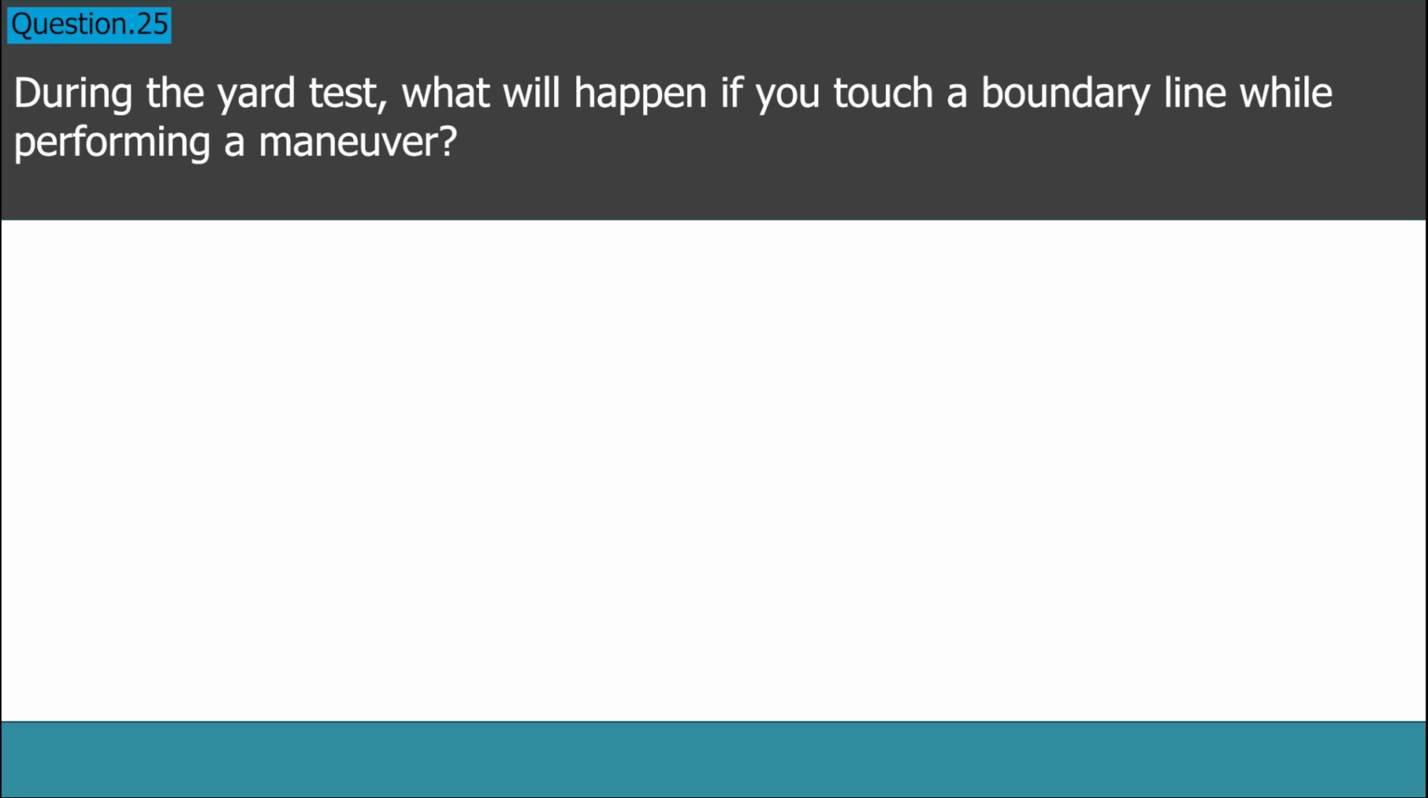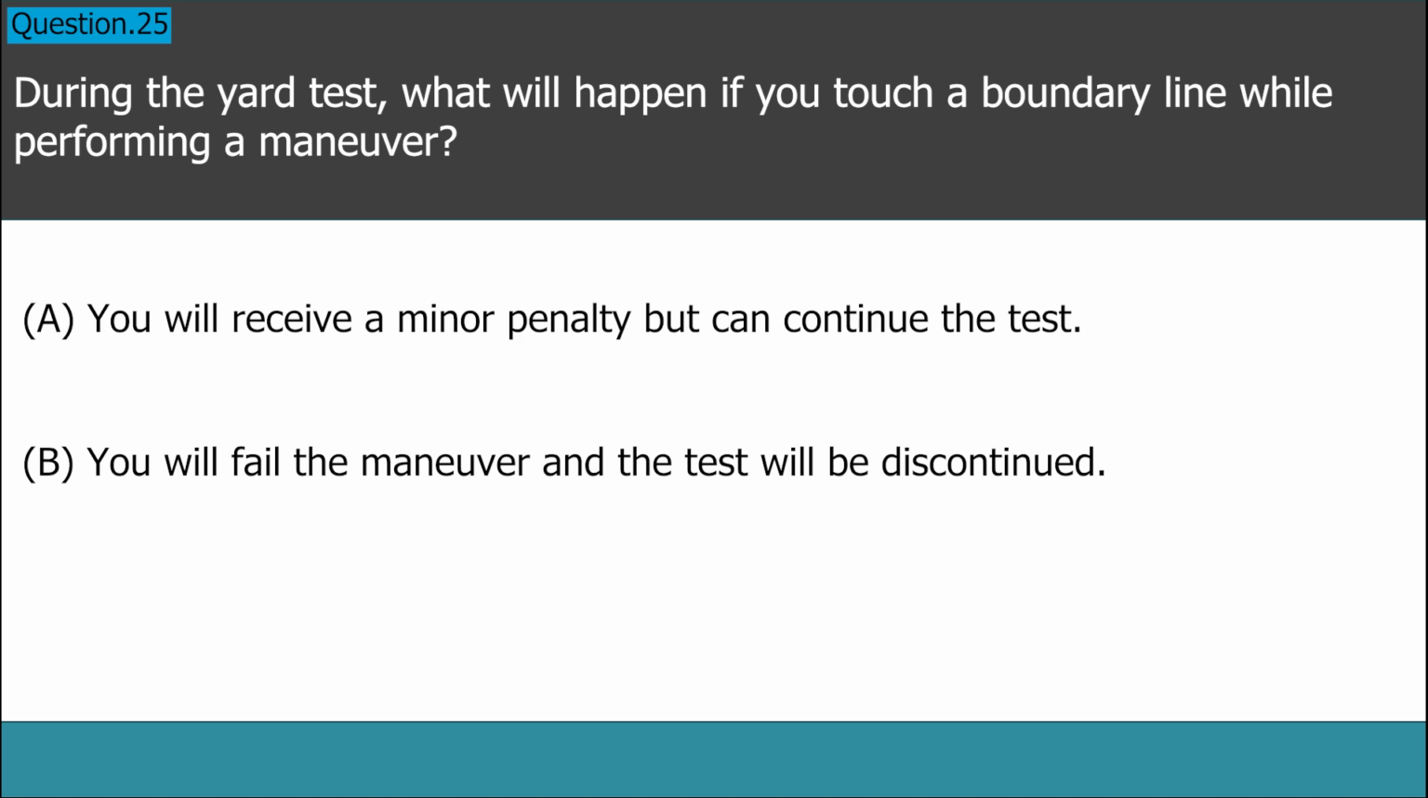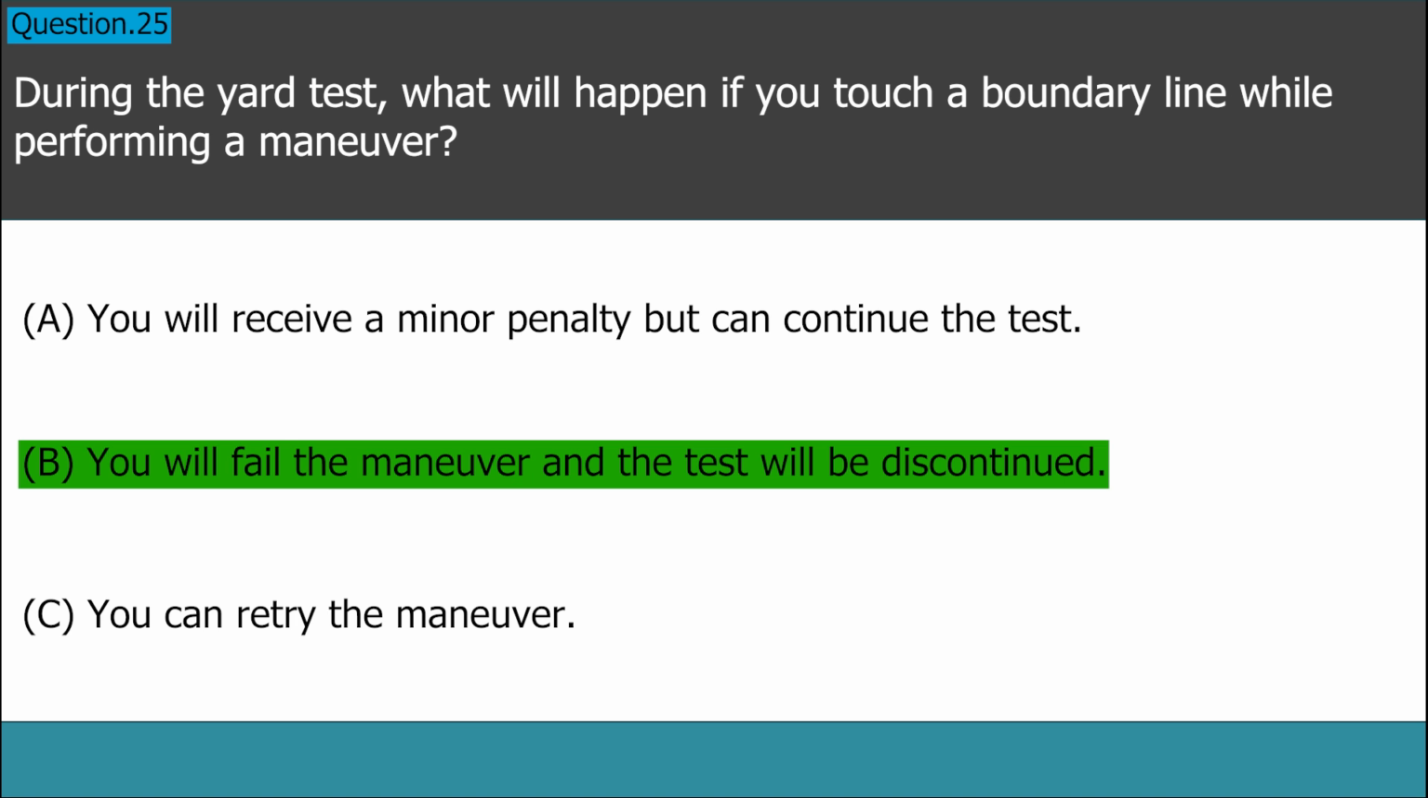During the yard test, what will happen if you touch a boundary line while performing a maneuver? A. You will receive a minor penalty but can continue the test. B. You will fail the maneuver and the test will be discontinued. C. You can retry the maneuver. Answer: B. You will fail the maneuver and the test will be discontinued. Touching a boundary line during the yard test is a critical error leading to immediate failure.